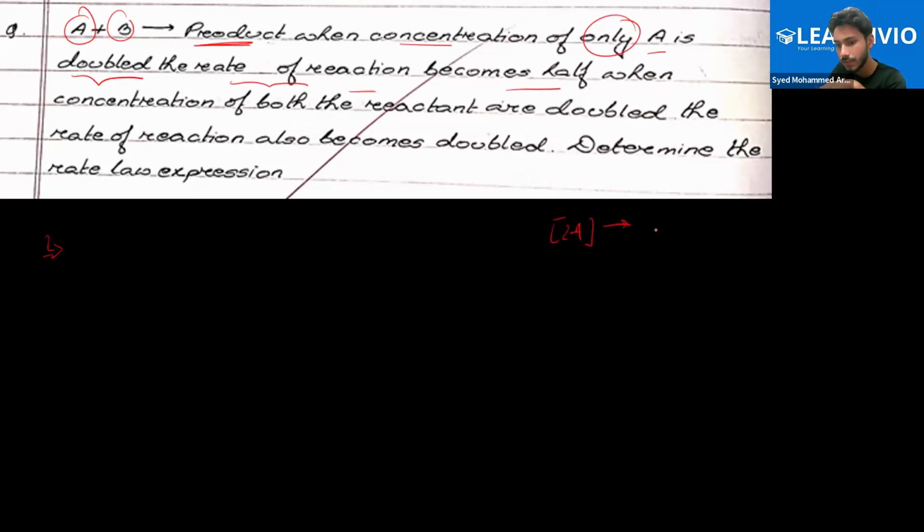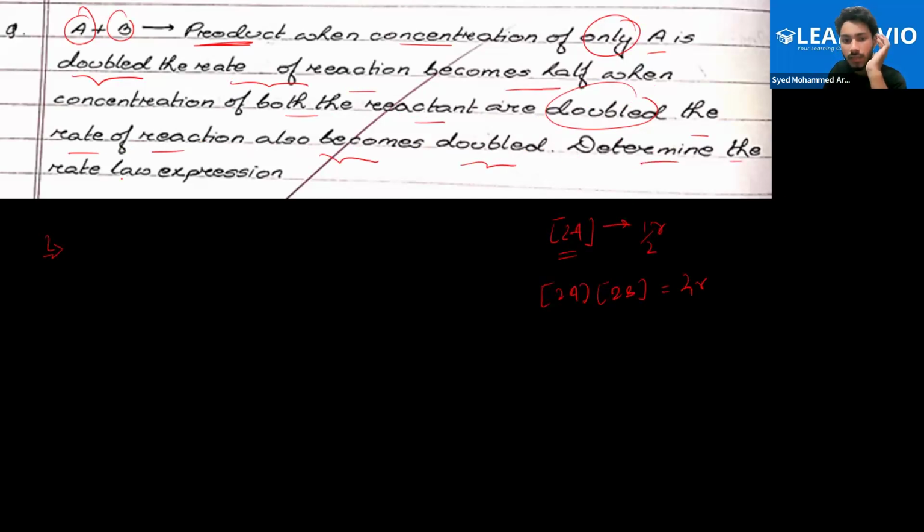It means that the effect on the rate of reaction would be half if it doubles. Now the next thing is, if both the concentrations are doubled, then what will happen with the rate? The rate of the reaction becomes double. The rate of the reaction will double.